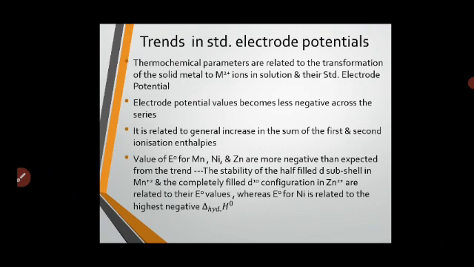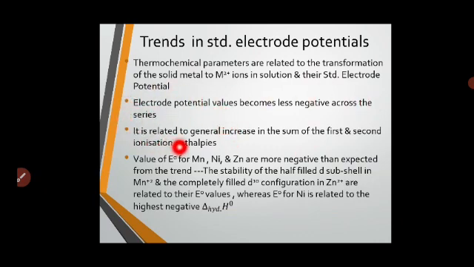So thermochemical parameters are related to the transformation of solid metal, that is M, to M2+ ions, meaning losing 2 electrons, in a solution when that metal rod is dipped in its own ion solution, and their standard electrode potential.